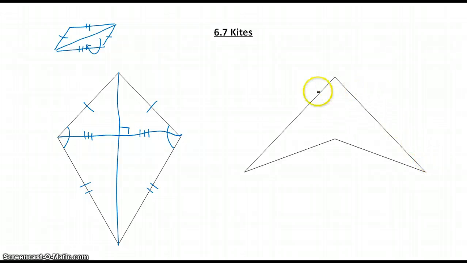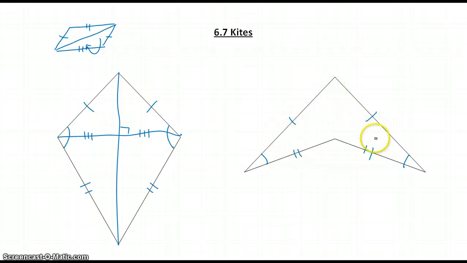The kite is the only quadrilateral that can be concave. We still have consecutive sides congruent, and we have two pair of those consecutive sides congruent. And we still have one pair of congruent opposite angles. And you can really see in this example that this angle is not congruent to this angle. This angle is less than 90 degrees, and this angle is more than 180 degrees. So these two angles are definitely not congruent.